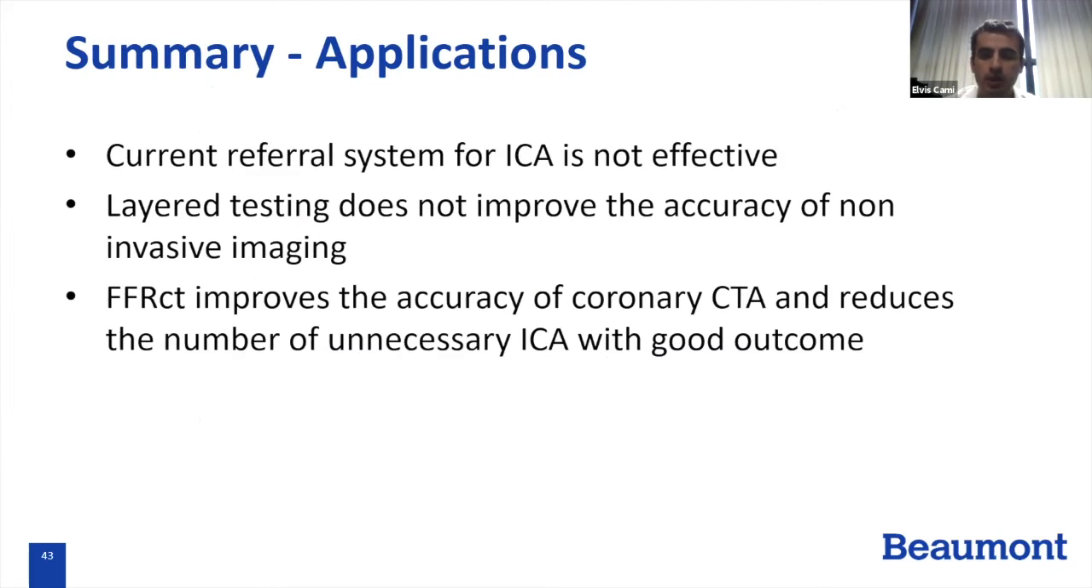So that was kind of it, just a brief overview of FFRct, what it is, what we use it for, and kind of our protocol in day-to-day, and what we do with it.